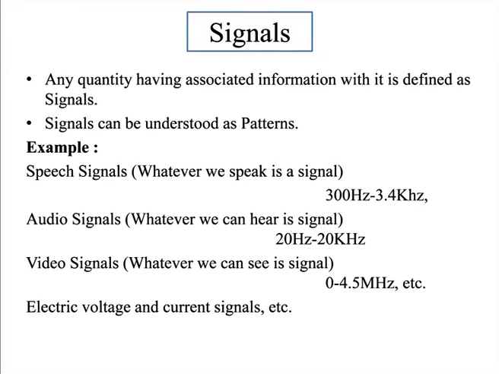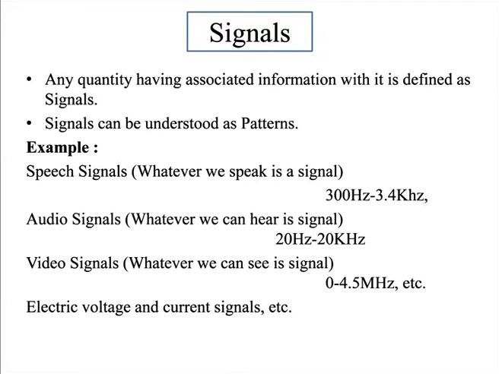Signals can be understood as patterns. As an example, speech signals, whatever we speak, lie between 300 hertz to 3.4 kilohertz. Audio signals, whatever we can hear, have frequency between 20 hertz to 20 kilohertz. Video signals, whatever we can see, have frequency between 0 to 4.5 megahertz, etc.